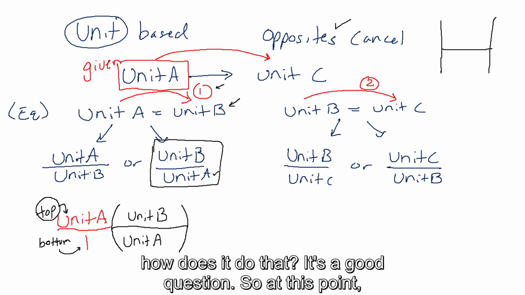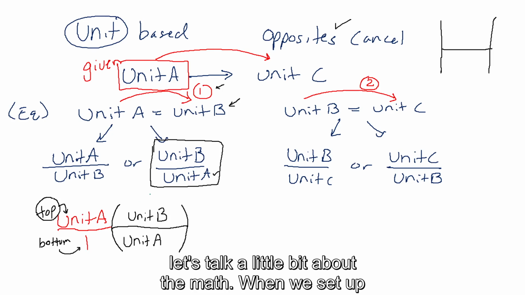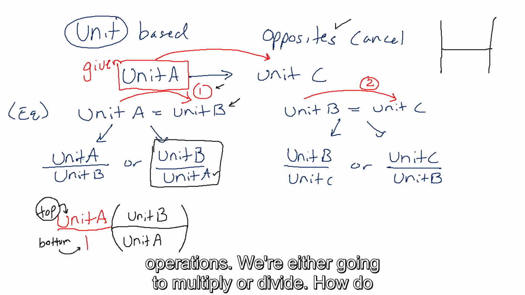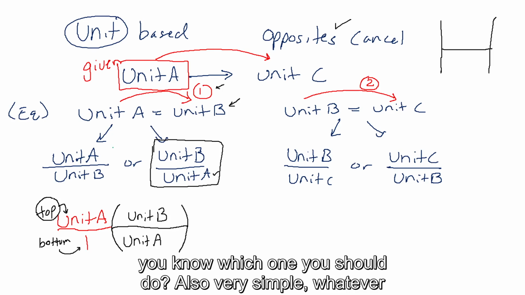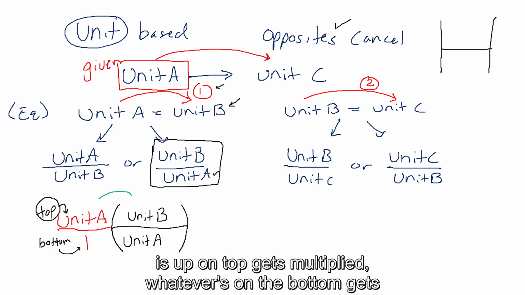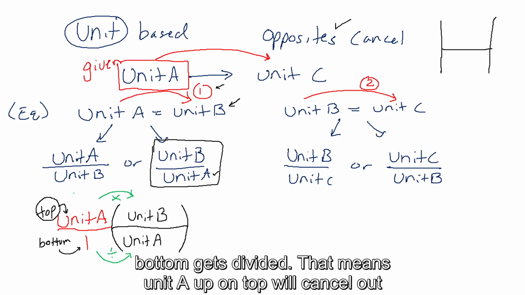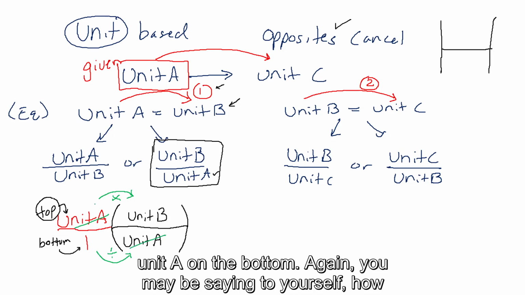You may say, how does it do that? It's a good question. So at this point, let's talk a little bit about the math. When we set up dimensional analysis, we're essentially only doing two math operations. We're either going to multiply or divide. How do you know which one you should do? Also very simple. Whatever's up on top gets multiplied. Whatever's on the bottom gets divided always. So anything on top gets multiplied, anything on the bottom gets divided. That means unit A up on top will cancel out unit A on the bottom.